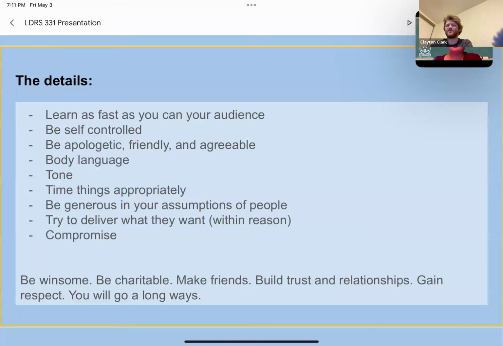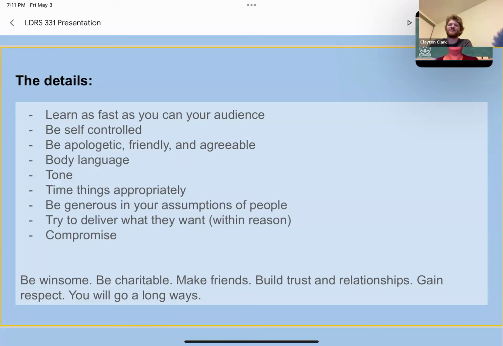Same with tone. You have to be aware of your tone, and I think a lot of people know what tone you actually should use. They just don't pay attention enough to use it. So you know how to sound rude, you know how to sound polite, you know how to sound a variety of ways, but are you actually paying attention to how you sound and making sure that it's not rude? Just pay attention to that.